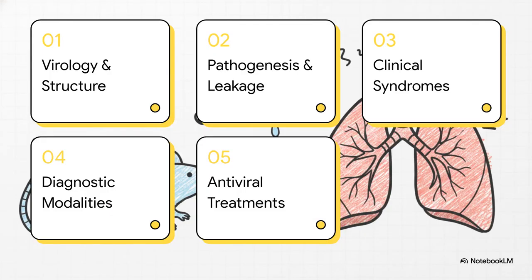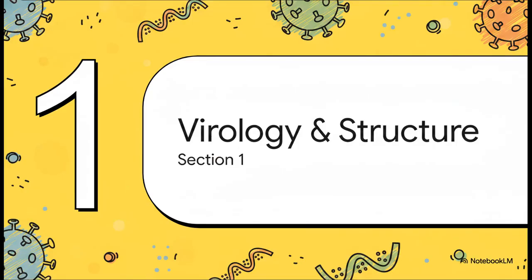We're going to logically build your understanding by following a strict roadmap today. We'll start with virology and genome structure, then move into pathogenesis and vascular leakage. Next up, clinical syndromes, comparing HFRS and HCPS, followed by diagnostic modalities, and finally antiviral treatments and pharmacology. All right, jumping right into Section 1, virology and genome structure.